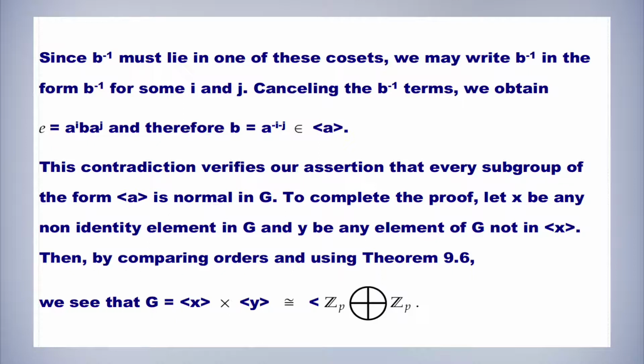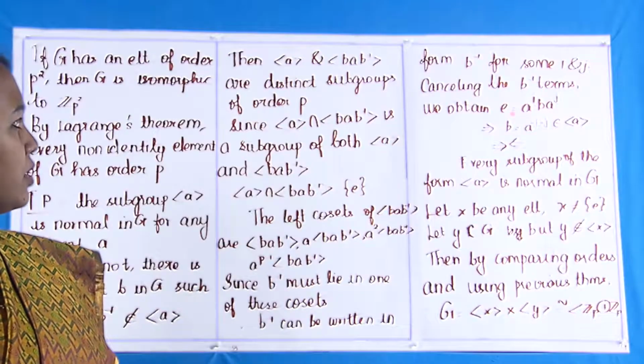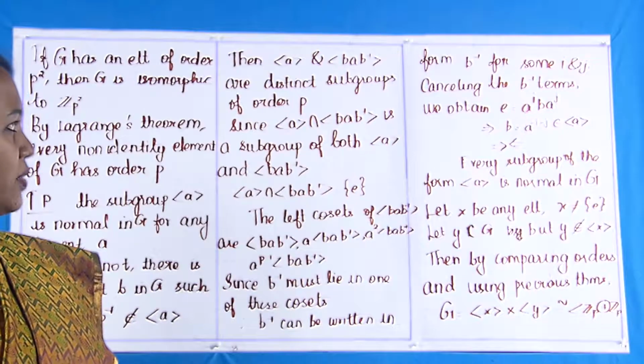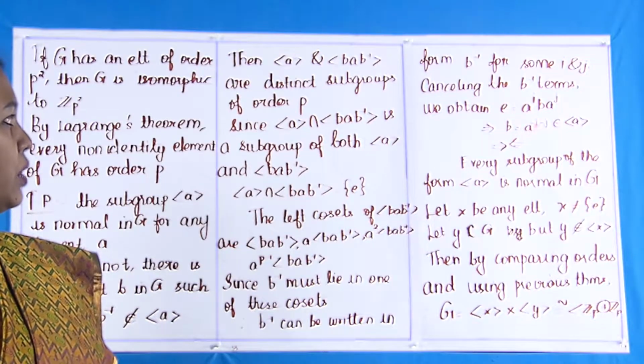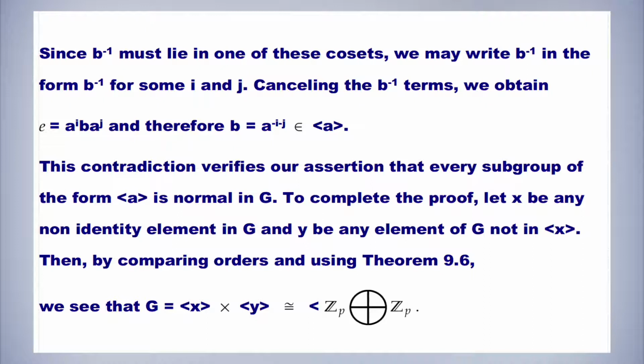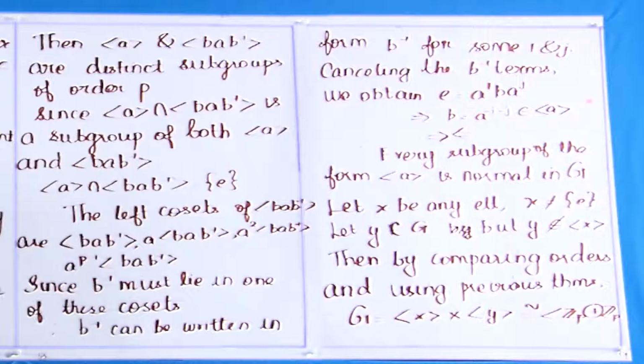Cancelling all the B inverse terms here, we obtain E is equal to A power I times B times A power j, which implies B is equal to, taking A^I and A^j to the left hand side, A power minus I minus j. Clearly, you can see that this is an element generated by A, since it is in the form of A power something. Therefore, B is generated by A, but our assumption is this. So, this is a contradiction.